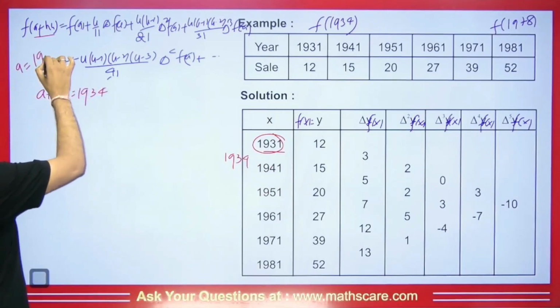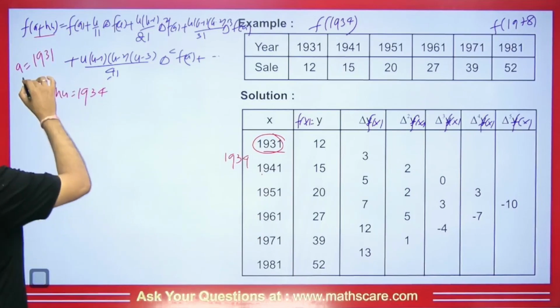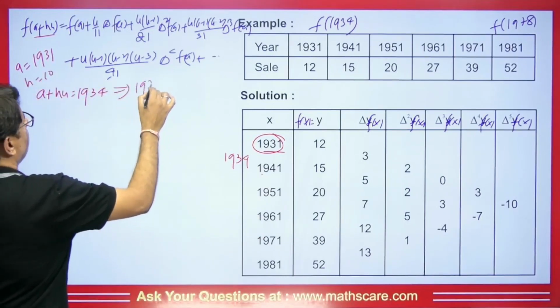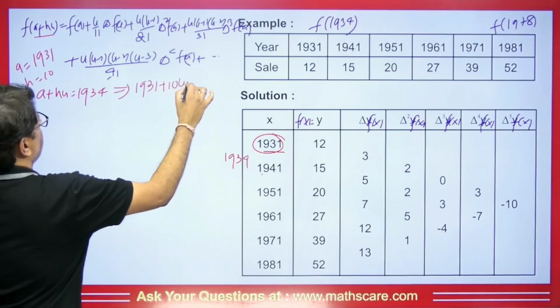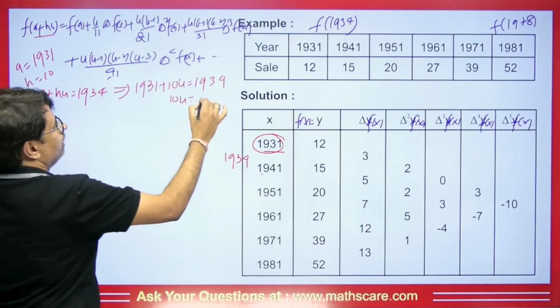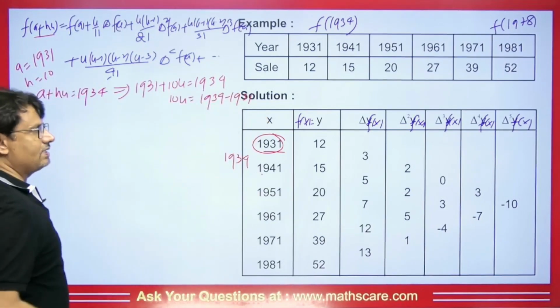So A will be 1931, and h, students, is 10 here. That is the equal difference. Take this value and put it here: 1931 plus 10u is equal to 1934. We'll take this over there, so 10u is equal to 1934 minus 1931. That is how much? 3.